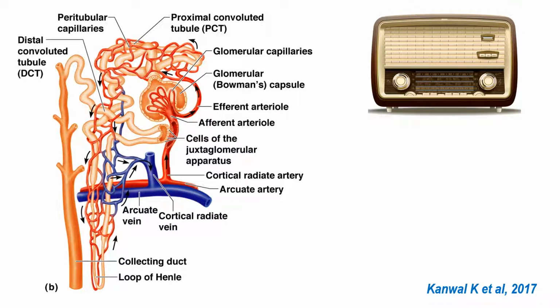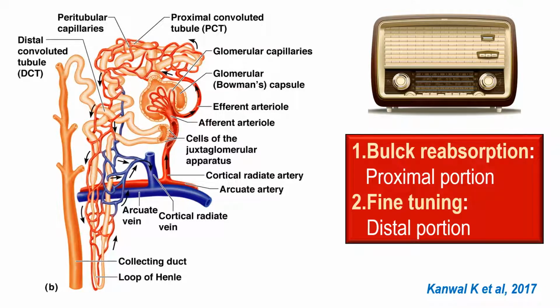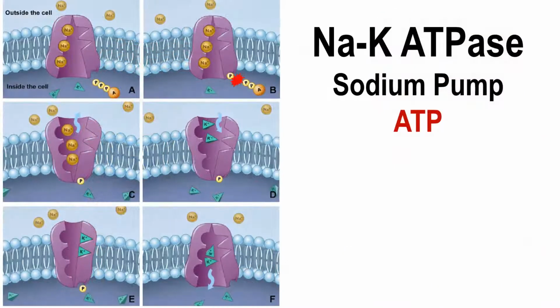It's a metaphor to represent what happens in the renal tubule, because the renal tubule also has main and fine tuning. The main tuning, which is the bulk reabsorption, happens in the proximal tubule, while the fine tuning happens in the distal portion of the renal tubules. And of course, all of these mechanisms require energy. For that reason, if there is any shortage of energy, the first organ to suffer is the kidney.